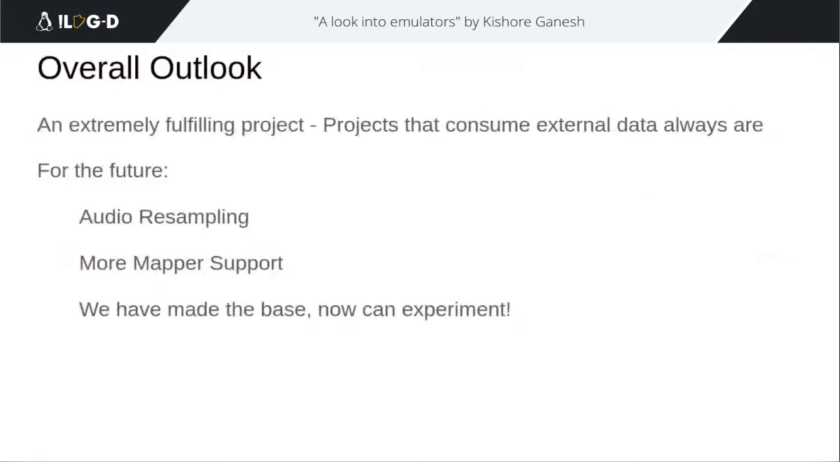So, overall outlook: since this is a project that consumes external data, it consumes external ROM files, now that I have the emulator up and running, I can play at least 100 games on the same emulator.